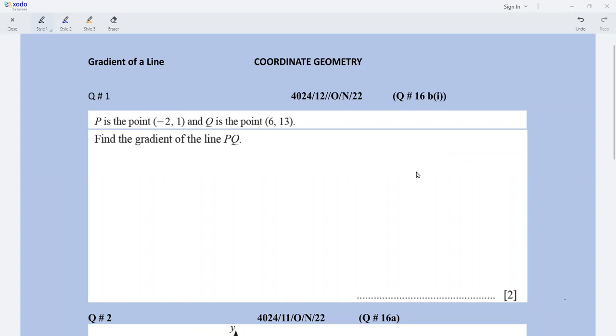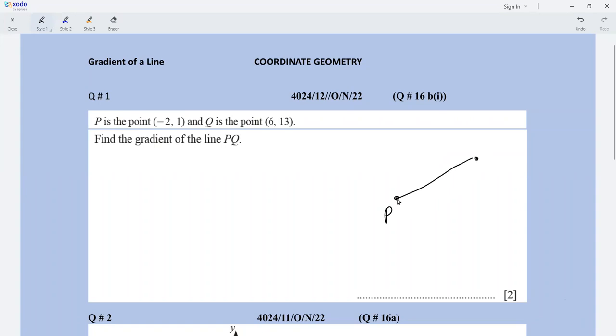And today's topic in coordinate geometry is gradient of a line. So what's gradient of a line? Gradient is basically rise over run. Suppose that there are 2 points. One is P as given in the question. The other one we can say it's Q.